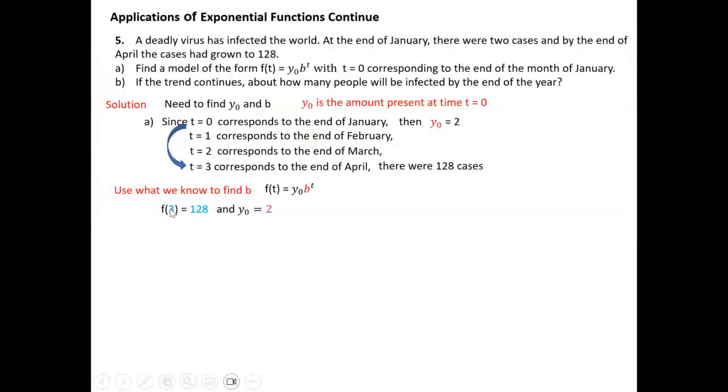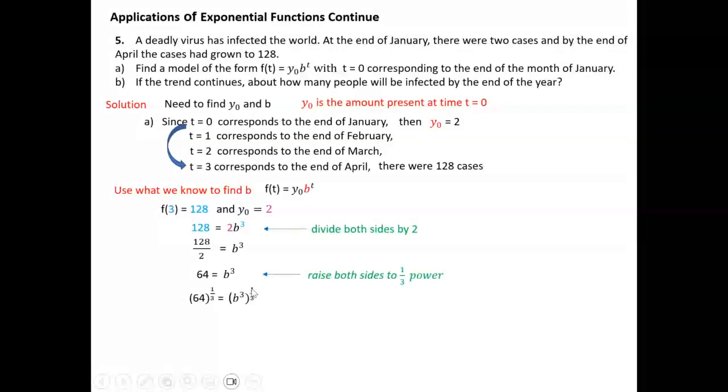So when t is 3, there were 128 cases. From here, we're going to plug it into the formula. We already know what y naught is, which is 2. We're going to plug in f of t, which means when t is 3, the result is 128. So 128 equals 2b to the third power. Now, with the given info, we need to solve for b. We start by dividing both sides by 2. So it's going to give us 64 equals b cubed. Then to solve for b, we're going to raise both sides to the 1/3 power.